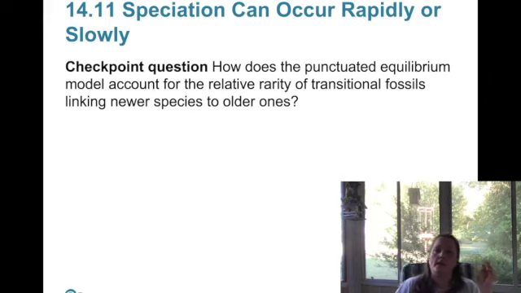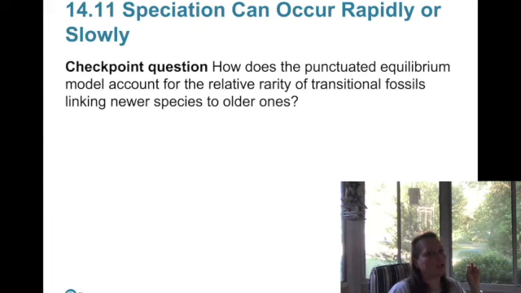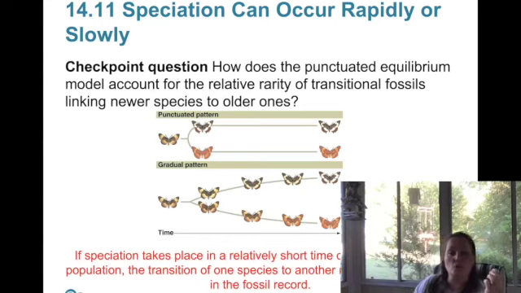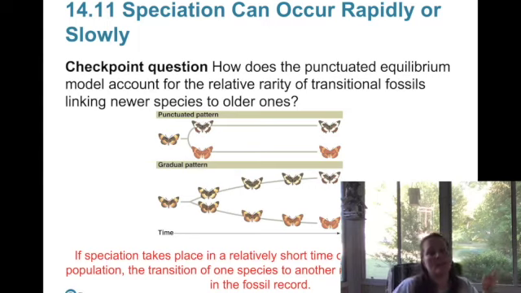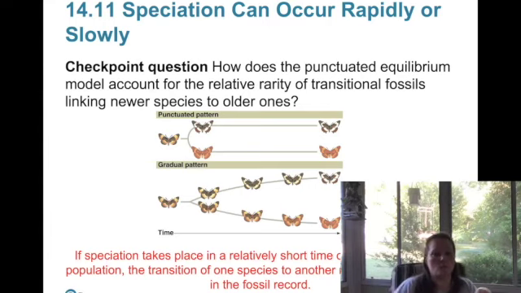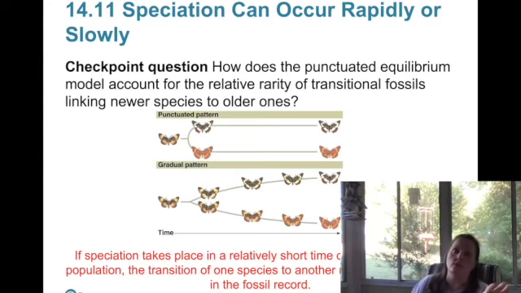How does the punctuated equilibrium model account for the relative rarity of transitional fossils linking newer species to older ones? Well, here you go. This is why. Because when speciation takes place in a very short time, like the punctuated pattern, it's harder to spot. If you look at this little picture here, you see the punctuated pattern. You have this one butterfly, and then you have two distinct different butterflies, just like that. If you look at the more gradual one, you can see it slowly changing, and by the end, they're clearly two different things, but you can backtrack to see the change.